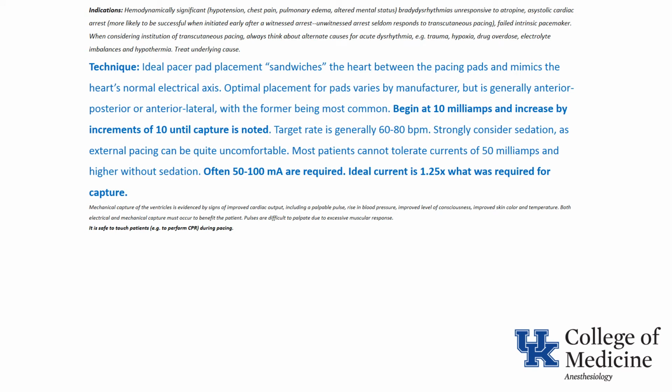As it says, the placement of the pad may vary by manufacturer, but is generally antero-posterior, and it is recommended that you start with a low current and increase by increments of 10 until capture is noticed. The target rate, of course, being a normal heart rate of 60 to 80 beats per minute. And as it says in the slide, this transcutaneous pacing can be quite uncomfortable and may require sedation and or analgesia.